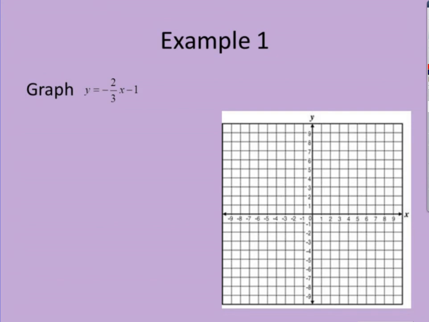So we are in the form y equals mx plus b. We're going to identify our slope, which in this case is negative 2/3. Remember, this is rise over run. And we're going to find our y-intercept, which is negative 1. You always start by plotting your y-intercept, so we'll go on the y-axis to negative 1. And we have a slope of negative 2/3. This is down 2 over 3, down 2 over 3.